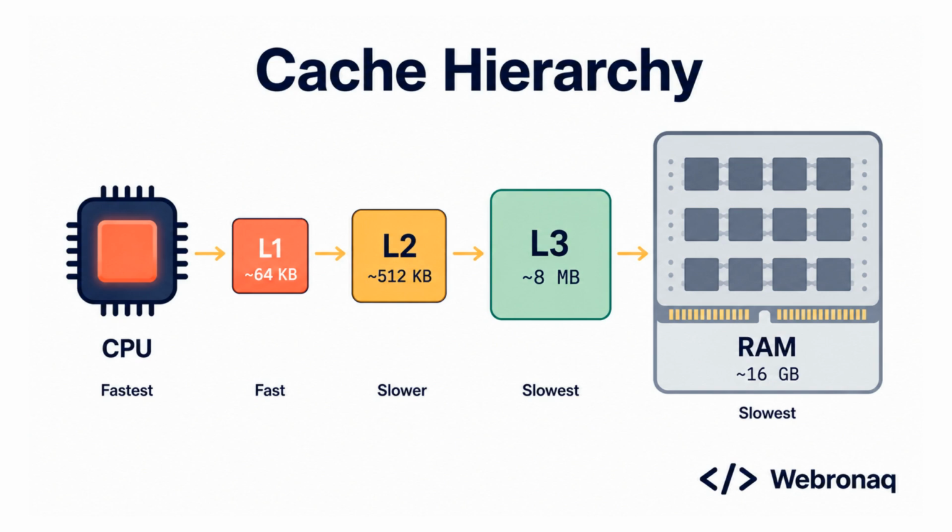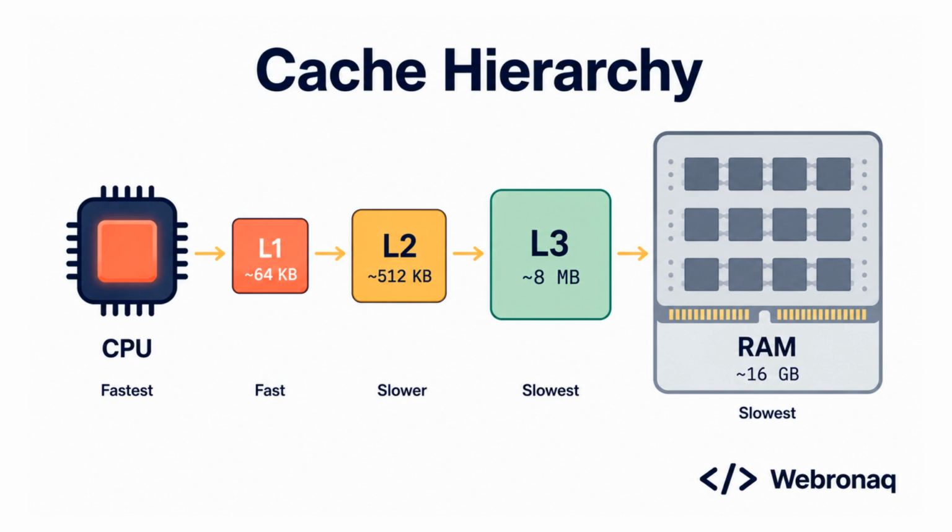L2 is bigger, usually a few hundred kilobytes, but slightly slower. Still way faster than RAM, though. Then there's L3. L3 is the largest cache, often shared across all the CPU cores, and can be several megabytes. It's the slowest of the three, but compared to RAM, it's still lightning fast.